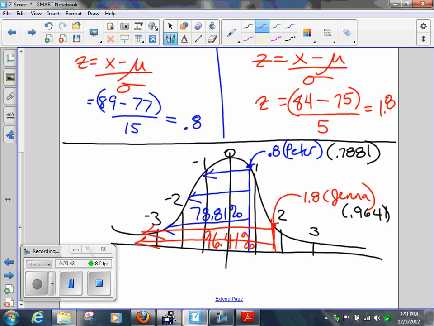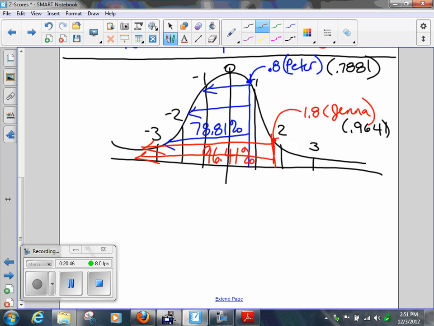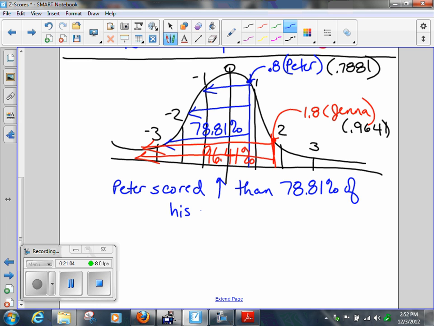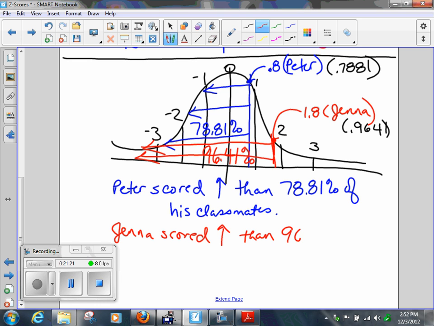What that means is that Peter scored higher than 78.81% of his classmates. Although it was two separate tests, we still can compare how they did. Jenna scored higher than how many in her class? Approximately 96.41% of her class.